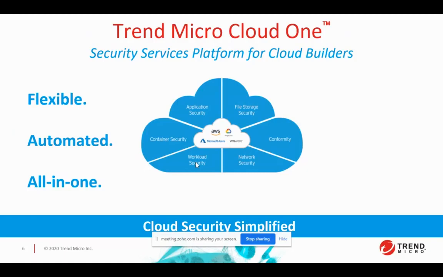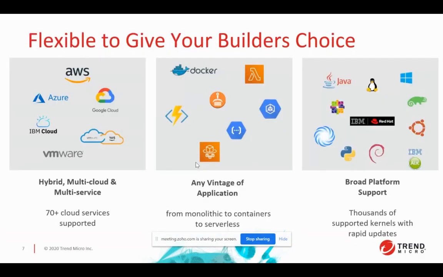So whatever the compliance mismatches, application misconfigurations, vulnerabilities or threats found in the file storage, everything will be recorded, and it will provide detailed visibility in a single console. So it is very flexible to give builders choice: hybrid, multi-cloud, and multi-service, 70 plus cloud services supported, and any vintage of applications from monolithic to container to serverless environment, broad platform support, thousands of supported kernels with rapid updates.